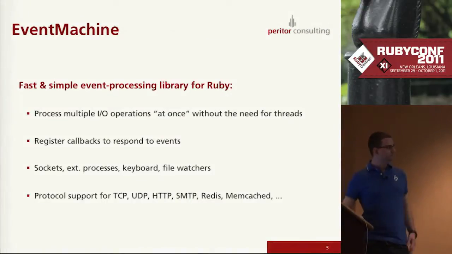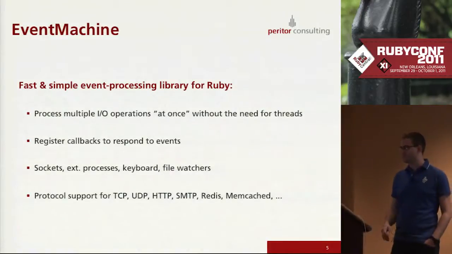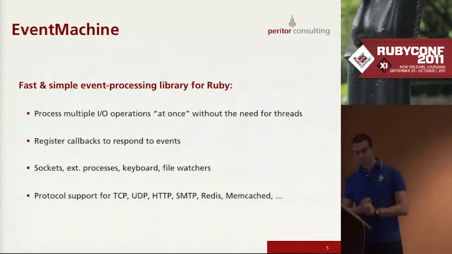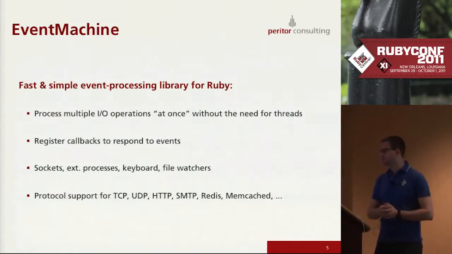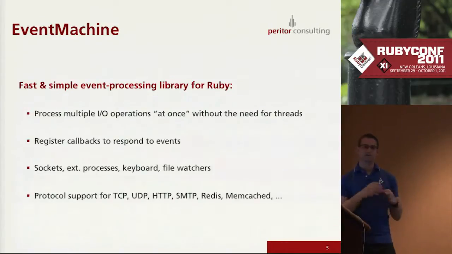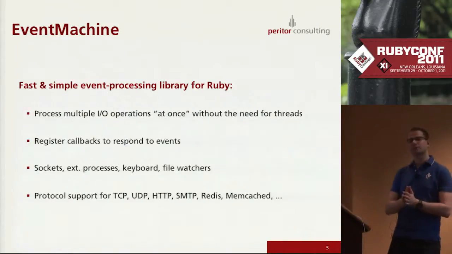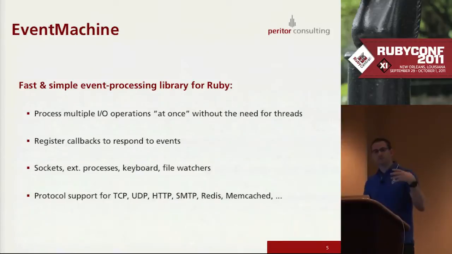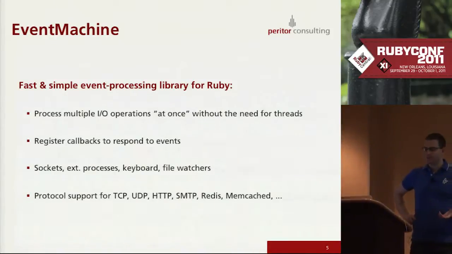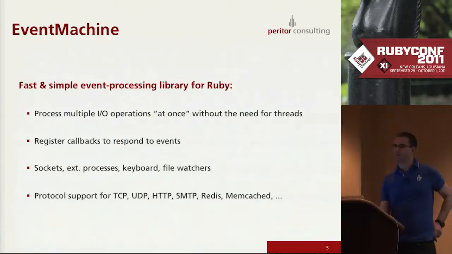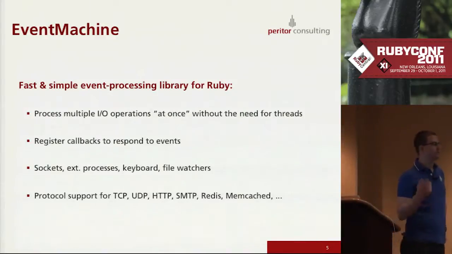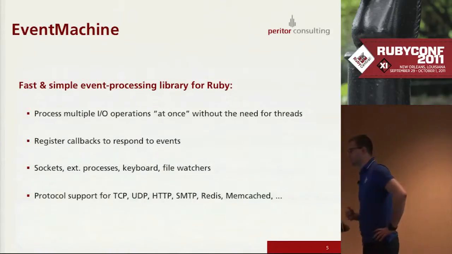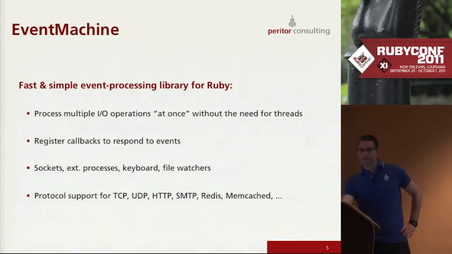EventMachine, as it seems a lot of you already know, is a very simple event processing library for Ruby. Kind of the Node.js for Ruby, if you want. The idea is that I can have multiple I/O streams without blocking on them, so that I can execute them in what looks like parallel. The whole programming of EventMachine is done via callbacks, very similar to Node.js. The cool thing about EventMachine is that it already brings a lot of protocol implementations for the typical stuff like UDP, TCP, HTTP, SMTP, and so on. So it's very simple to use.